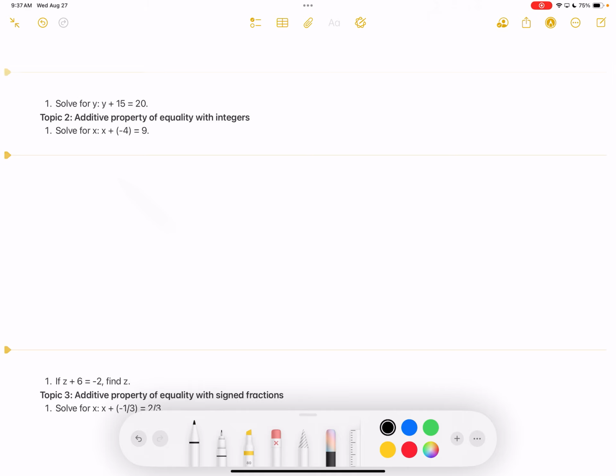Okay. If I have x plus negative 4 equals 9, you can rewrite this as x minus 4 equals 9, because plus and minus becomes a minus. What you're actually doing here is the opposite sign. So I'm going to add 4 to both sides. Those cancel out, and I get x equals 13.